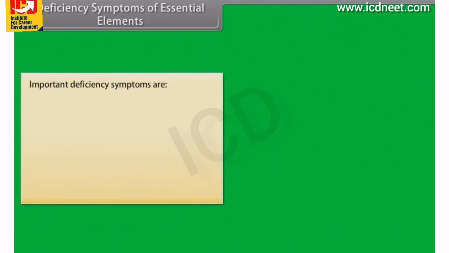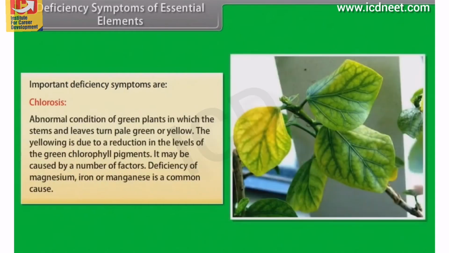Important deficiency symptoms are chlorosis, an abnormal condition of green plants in which the stems and leaves turn pale green or yellow. The yellowing is due to a reduction in the levels of the green chlorophyll pigments. It may be caused by a number of factors. Deficiency of magnesium, iron, or manganese is a common cause.